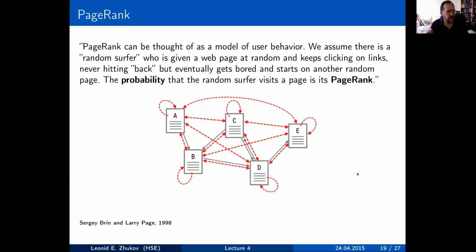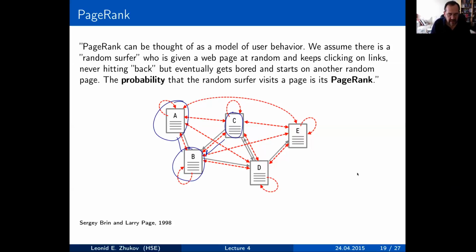And he gets onto a new page, let's say page C, follows the links, gets onto page B, stays a little bit and then follows the links from page B to another page. And if you have a bunch of links on the page, you might select one of them randomly.